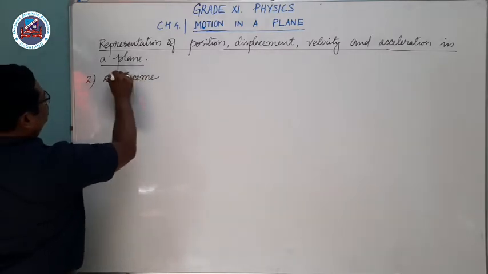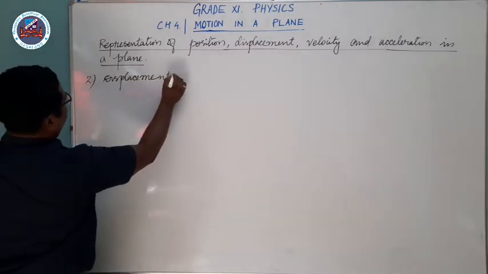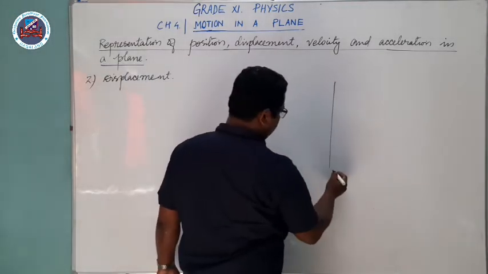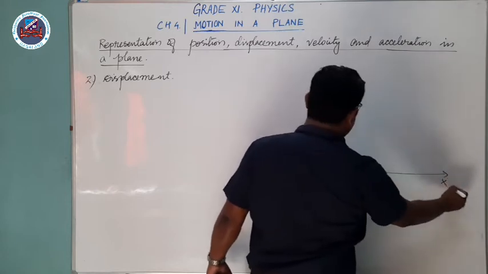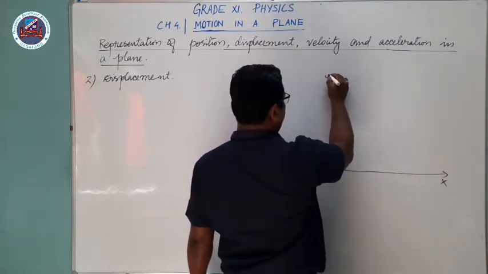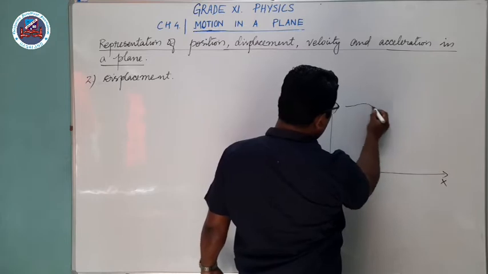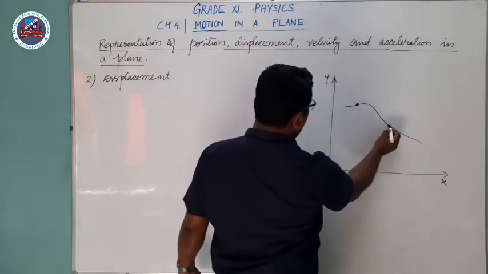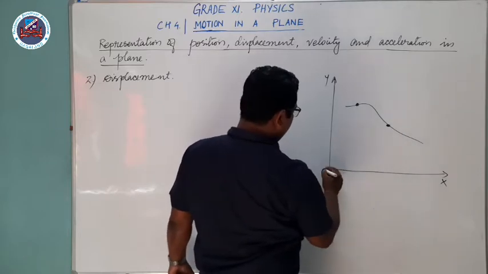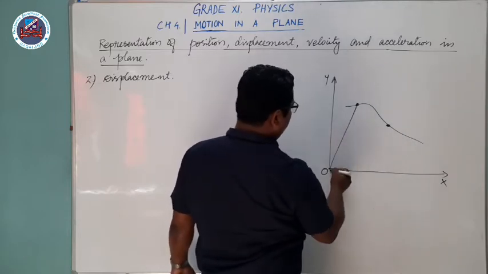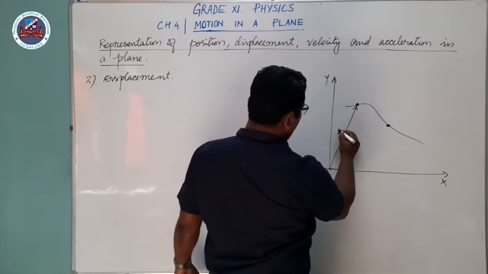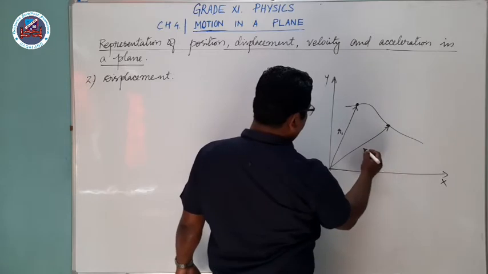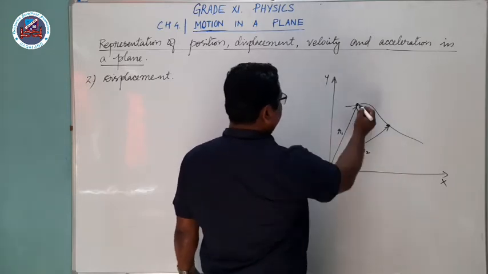The second one, displacement. How to represent displacement in a plane? Suppose this is your xy plane and the object is moving this way. Suppose initially it was here and finally it came here. Then we'll take the help of the position vector. Let this one be R1, and the position vector for the final position, let it be R2.